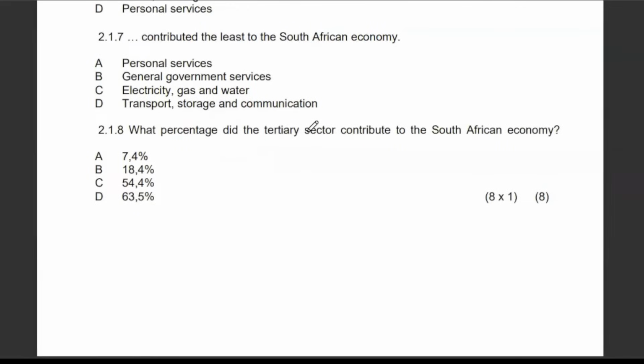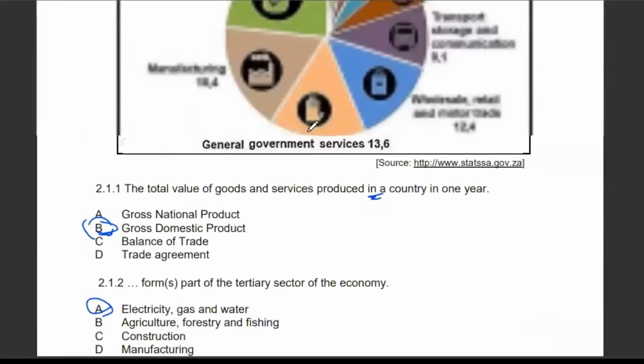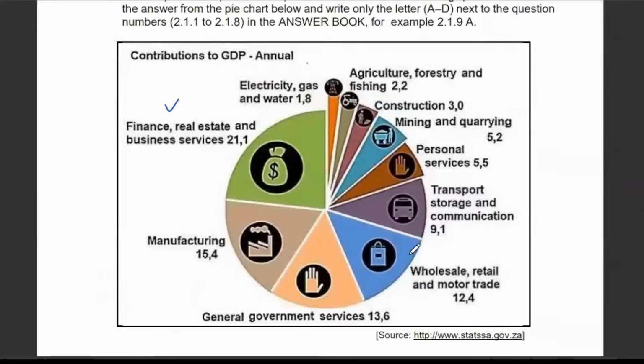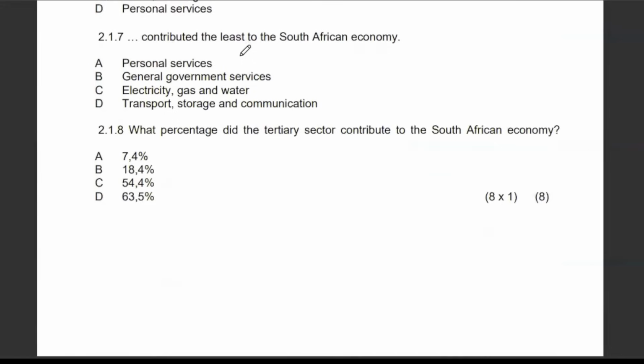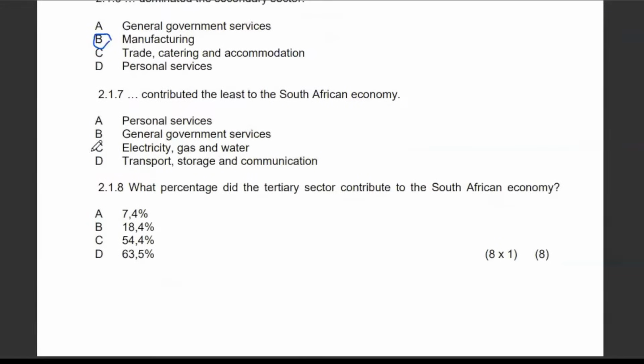217. Dash contributed the least to the South African economy. What contributed the least to the South African economy? If we go here, we check the least figure amongst all of these. Automatically it is this one, 1.8. Electricity, gas, and water is only 1.8. This is 2.2, 3, 5.2, 5. They are all bigger than 1.8. So electricity, gas, and water is the least. Electricity, gas, and water at C. That's the correct response. Number 217.